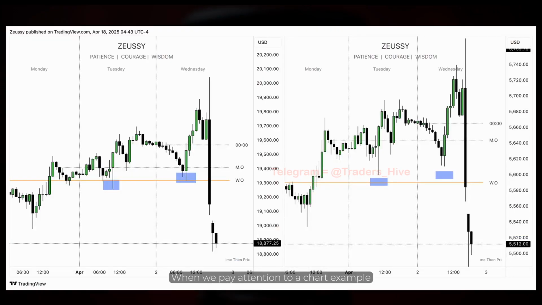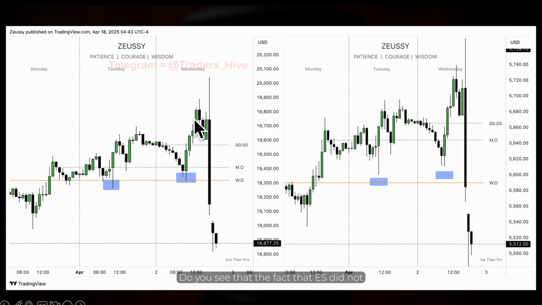When we pay attention to a chart example then, we are paying attention to the weekly opening. The weekly open is shown by this orange line right here. On the left, you can see that the Nasdaq tapped this weekly open multiple times within these boxes right here. If we, however, pay attention to ES, you can see that ES did not reach that weekly open. Do you see how the market reacted off that weekly open on NQ? Do you see how the market expanded away from it multiple times?